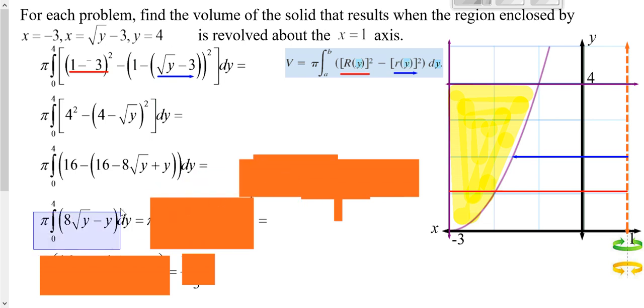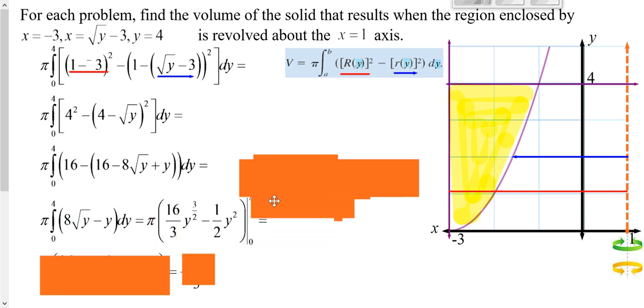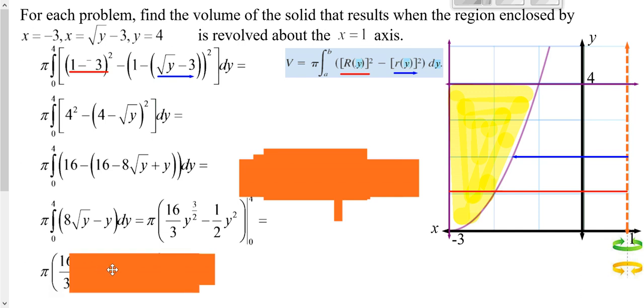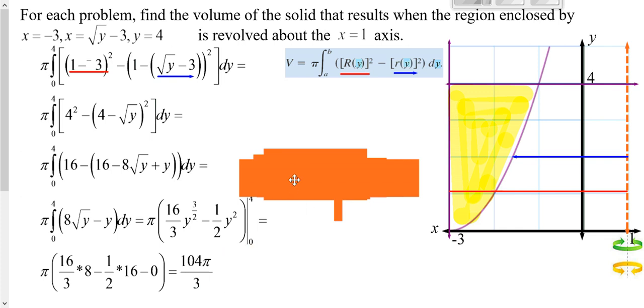Now, this is pretty easy to integrate. Remember that root y is really y to the 1/2. So you can integrate, plug in your 4 minus what you get when you plug in 0. And when you plug in 0, you should realize, because all these have y's, it doesn't change anything. And then you get 404 pi over 3.